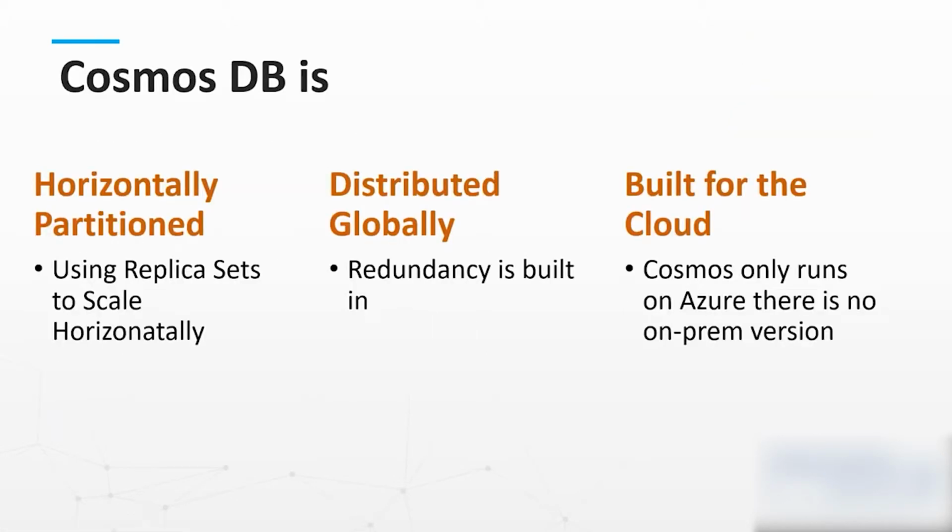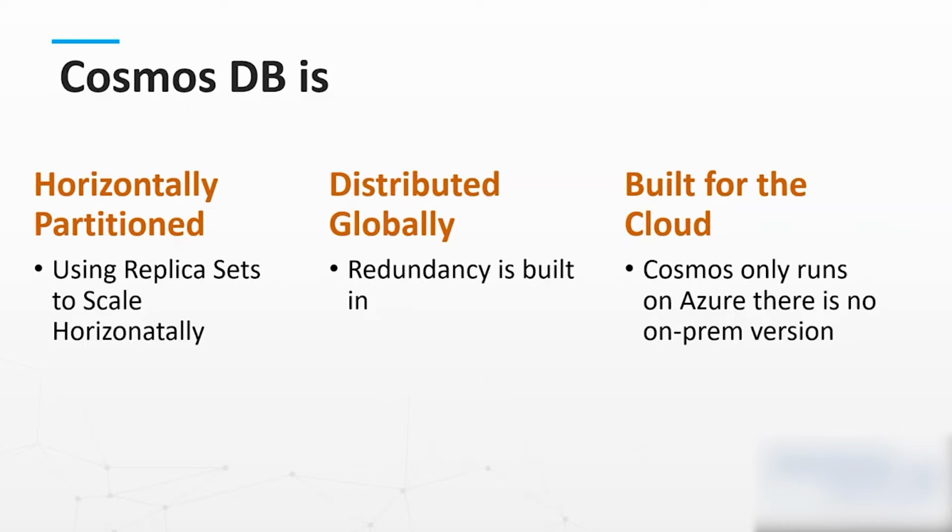So you heard me say these words a little bit ago: horizontally partitioned, distributed globally, and built for the cloud. Horizontally partitioned means that it uses horizontally partitioned replica sets to scale for very large sets of data, which is similar to the pattern you see in a lot of NoSQL databases, like Cassandra or, again, Mongo. Cosmos does the same thing under the hood. You can put a ton of data into it, and it parses it out into these replica sets so that you can do quick reads and writes.